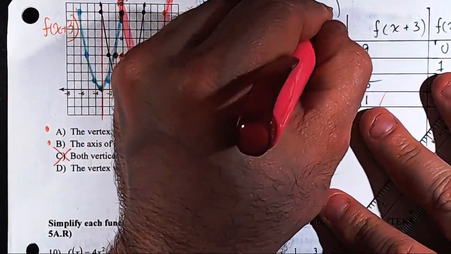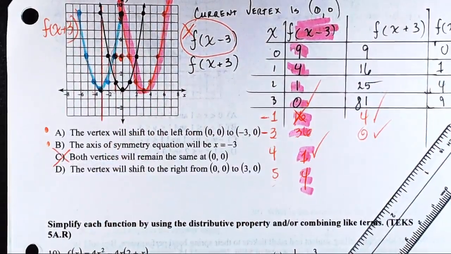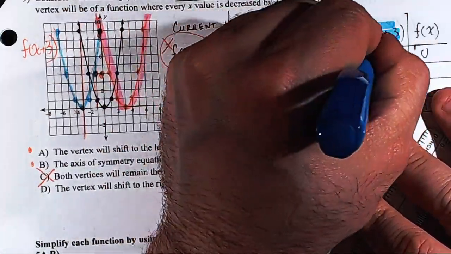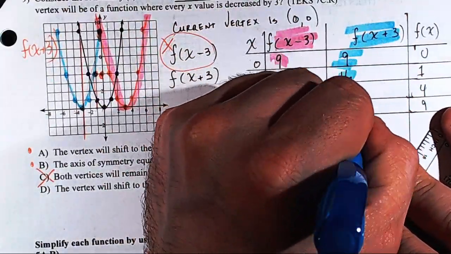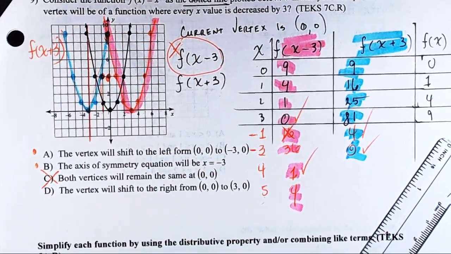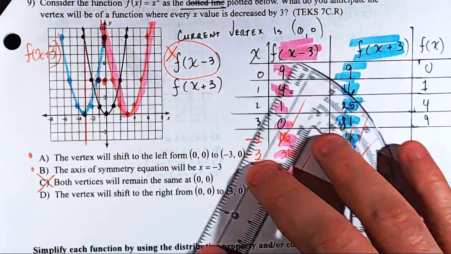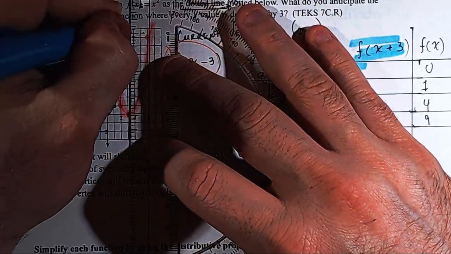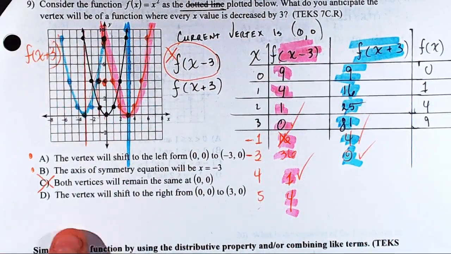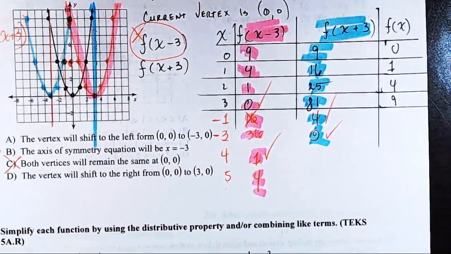So I'm going to make all this pink. These are the pink values. And these are the blue values. So, what happened? What's the axis of symmetry? The axis of symmetry here is x equals positive 3. Right? The vertex will shift to the right from 0, 0 to 3, 0.